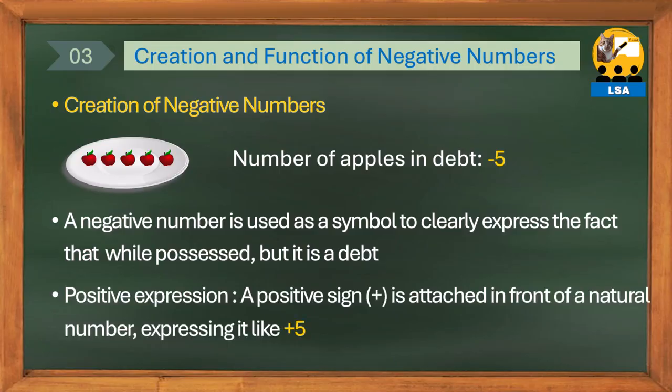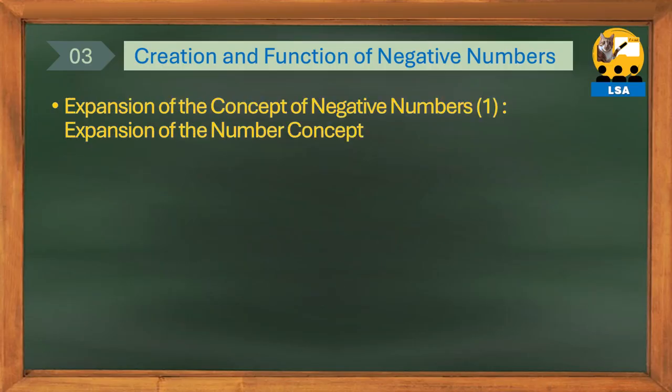With negative numbers created, when we want to clearly distinguish and express natural numbers from negative numbers, we use them like +5 by attaching a positive sign in front of the natural number. Let's learn about the function of the newly created negative numbers. A negative number is a natural number with a negative sign attached to it.